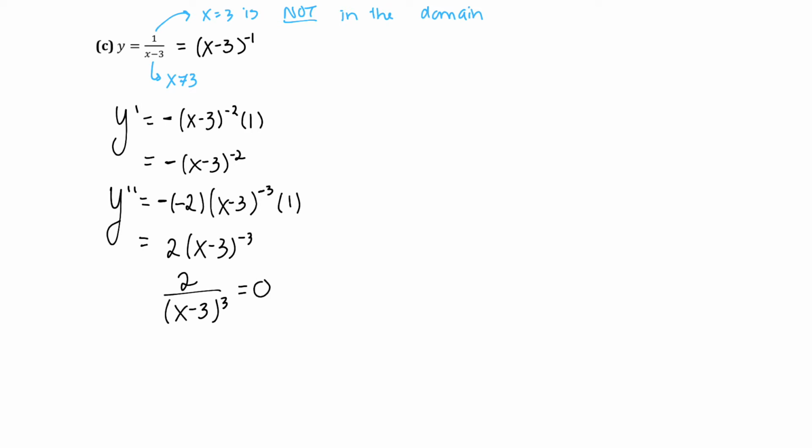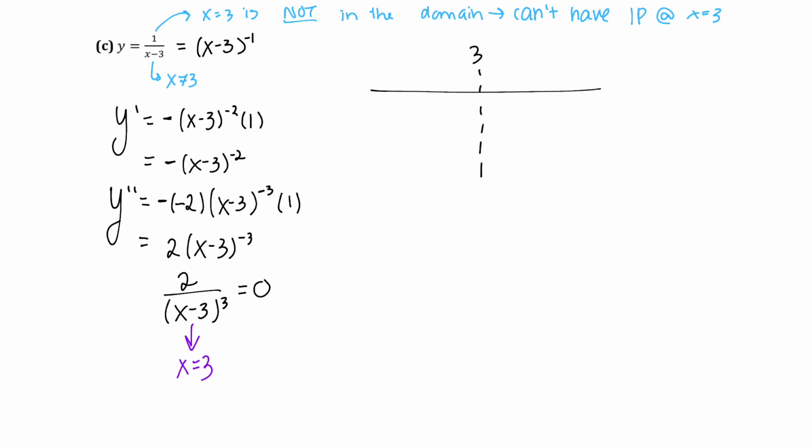Which we can set equal to 0. So like I said, x equals 3 is an important value here. It's a place where we could potentially have concavity change. We have to take it and use it in our sign chart. But we cannot have an inflection point there. So I'm going to make an asymptote line just to remind myself that we cannot have an inflection point at 3.